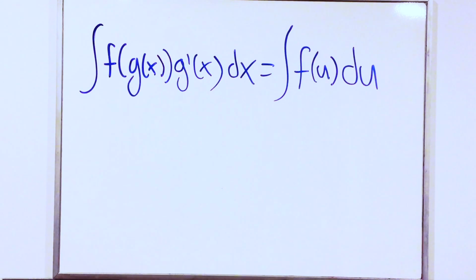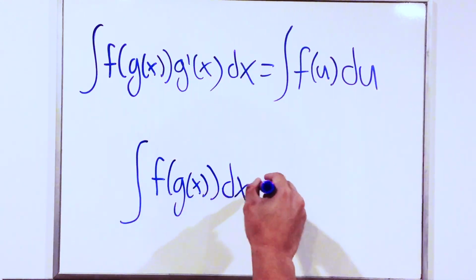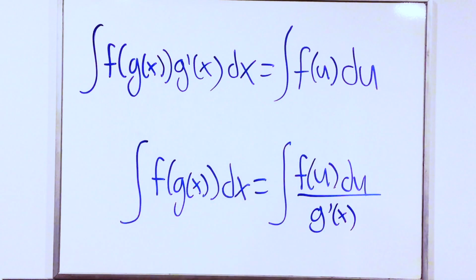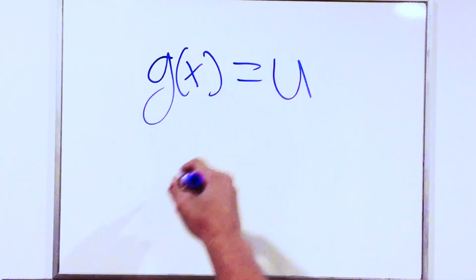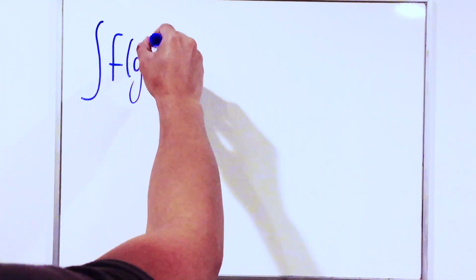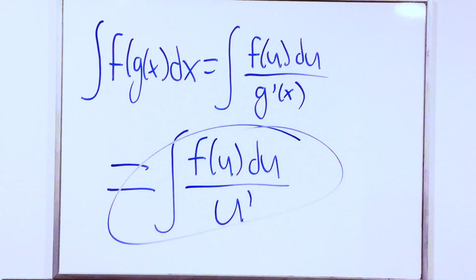Anyway, this version of the substitution rule isn't really helpful to us. So let's find a general solution using this rule to integrate any function by simply solving for the integral of f of g of x dx, which comes out to be the integral of f of u du over g prime of x. But since g of x is equal to u, then g prime of x must also equal u prime. Therefore, the general integration solution using u substitution is the integral of f of u du over u prime. Cool, now let's apply this to real life.